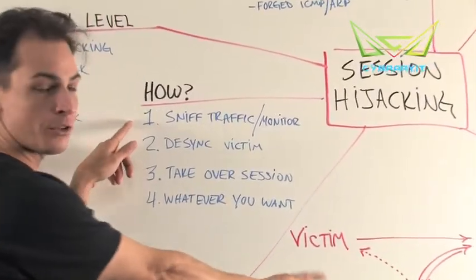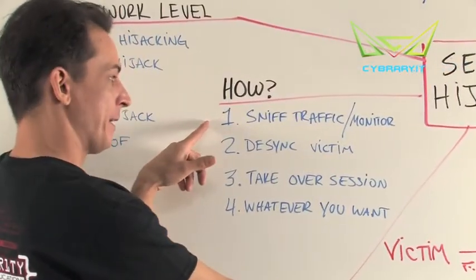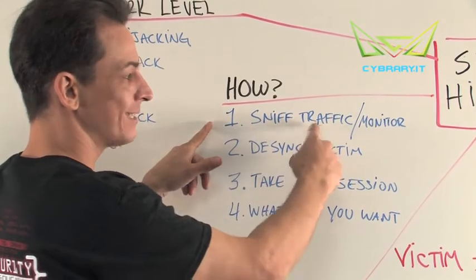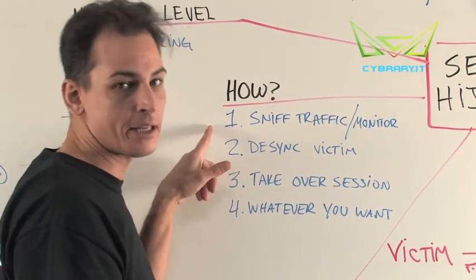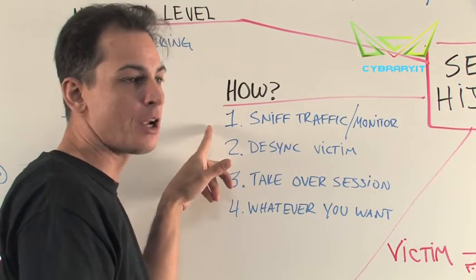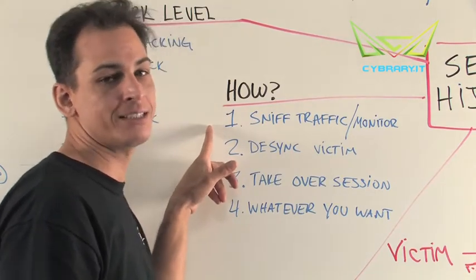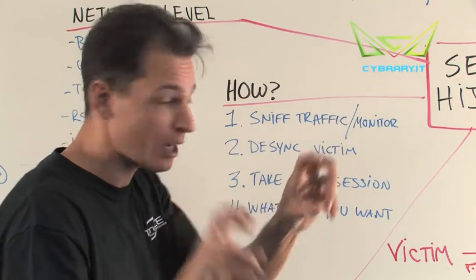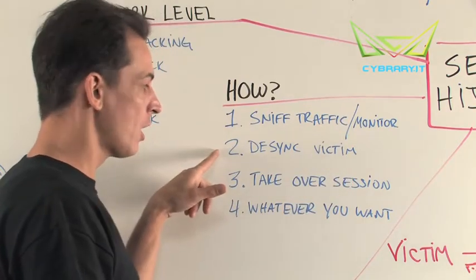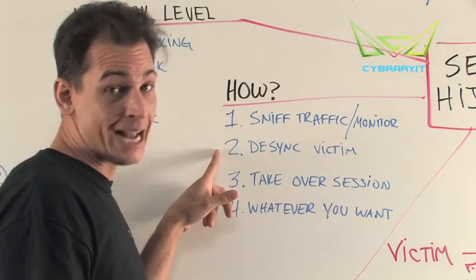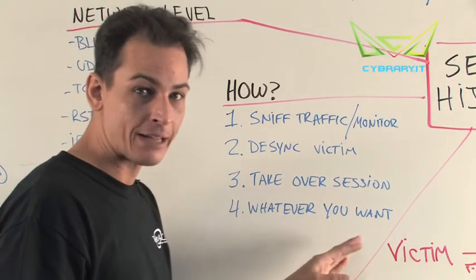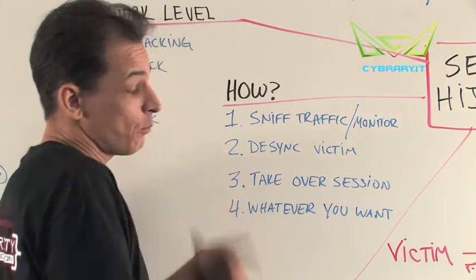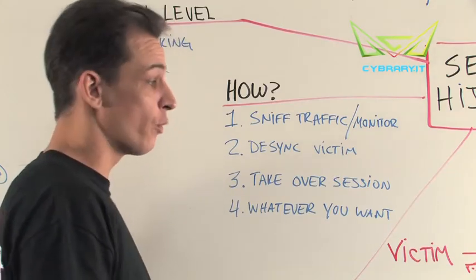If the attacker wanted to do a session hijacking attack, then ultimately they're going to need to sniff or monitor the traffic. This is where we can gain insight into the TCP three-way handshake, or how the application handles the session, or any sort of session ID information. Ultimately, if you're going to do this actively, you're going to need to desynchronize the original victim or knock them offline. And then once they're offline, you can just take over the session.